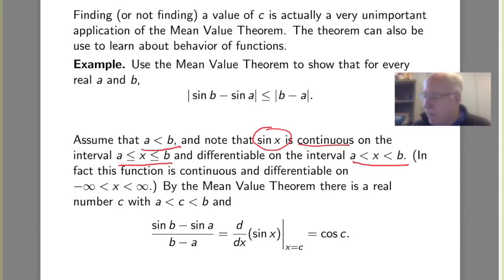And by the mean value theorem, because these two continuity and differentiability conditions hold, we know that there is some number c between a and b so that the sine of b minus the sine of a over b minus a is equal to the derivative of the sine function at c, that is, cosine of c. Now, trying to find that c, I guess it's possible using inverse cosines, but it wouldn't give us much insight.